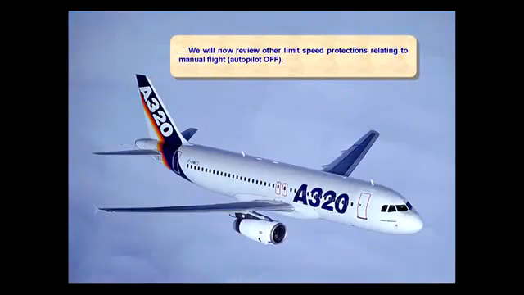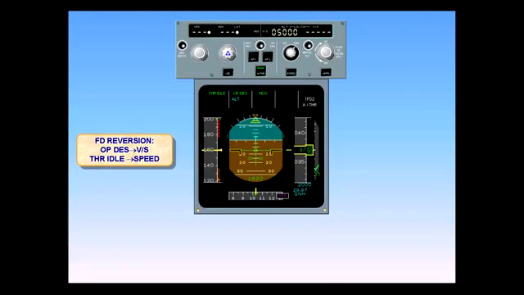We will now review other limit speed protections relating to manual flight. Autopilot off. You are manually flying the aircraft in a descent using the flight director and the autothrust. The current modes are open descent and thrust idle. We now pitch the aircraft up, disregarding the flight director orders. The speed decreases.